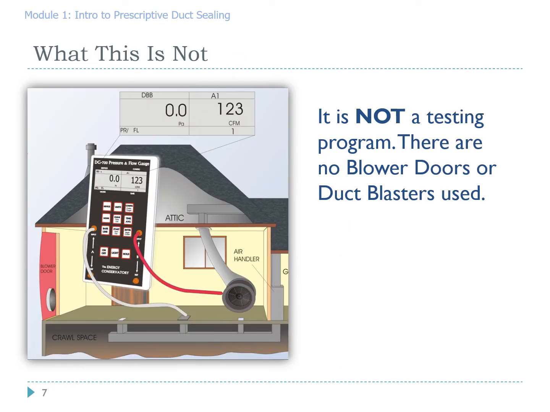We've covered what this program is. Let's talk about what it is not. You will not be using duct blasters or blower doors in this program. It is prescriptive. It is not performance. There will be no test that you have to do in order to qualify homes for this program.